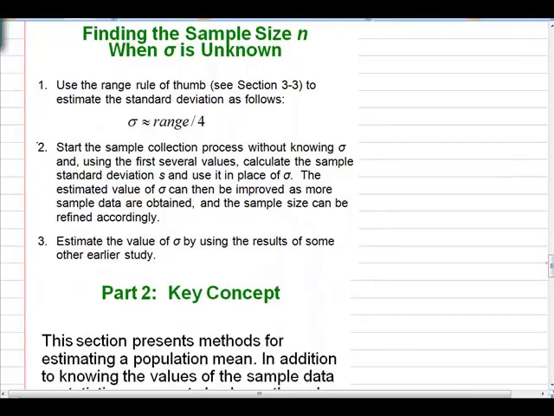When finding the sample size n when sigma is unknown, what you want to do is approximate the standard deviation by taking the range of the data values divided by 4.